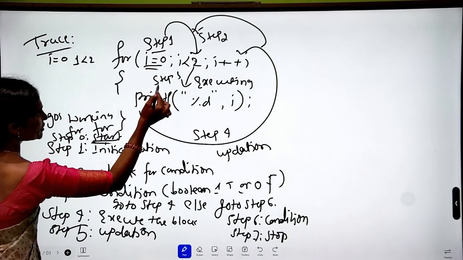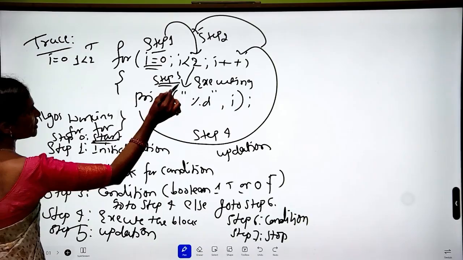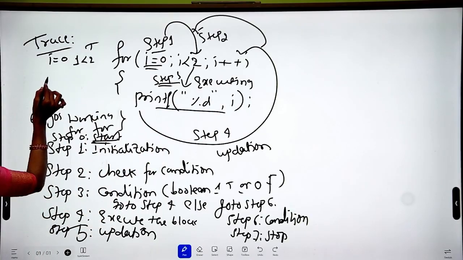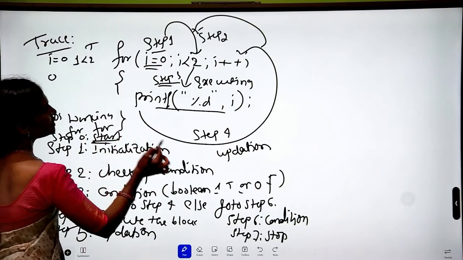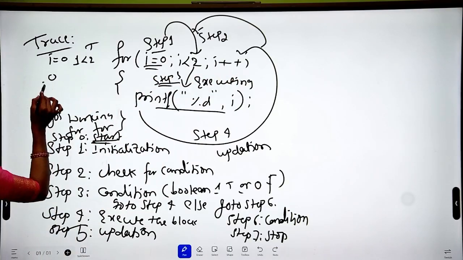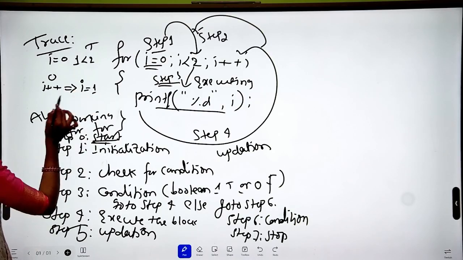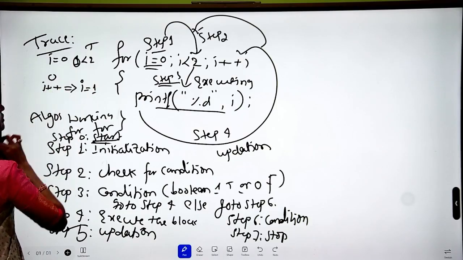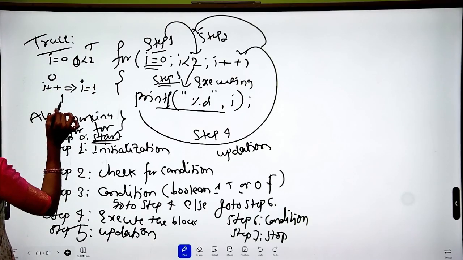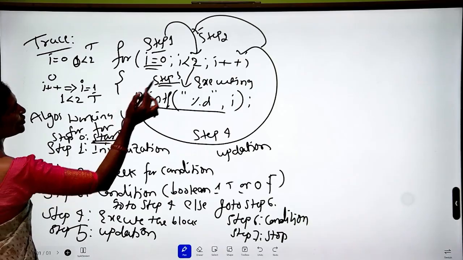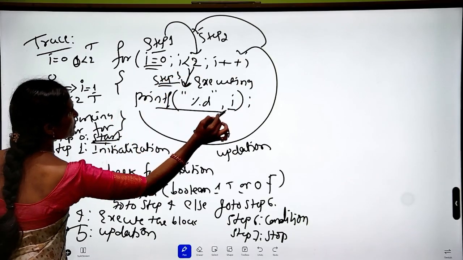The condition is true. Once the condition is true, what will the I value be? 0 will display. Once it displays, it is updated. Then I plus plus, that becomes I is equal to 1. Now sorry, initially I is 0. Now I is 1. 1 is less than 2, it is true. Then it enters into the block. It prints the value of I.